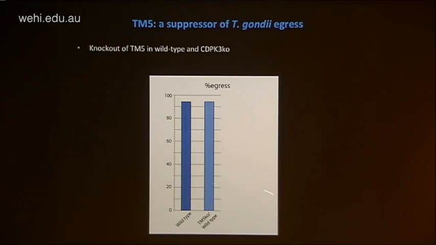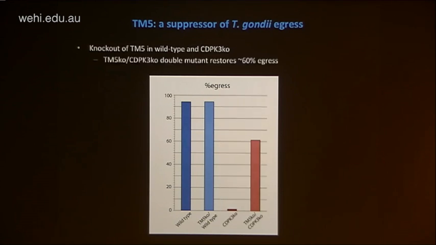And when we did this, we saw that knockout of TM5 in wild type parasites essentially had no effect on egress. But when we knocked out TM5 in the CDPK3 knockout, the double knockout, we saw exactly like the clones which we'd recovered from the mutated populations, again, the lovely rescue of egress. So this was really exciting. We really hit the nail on the head, actually.